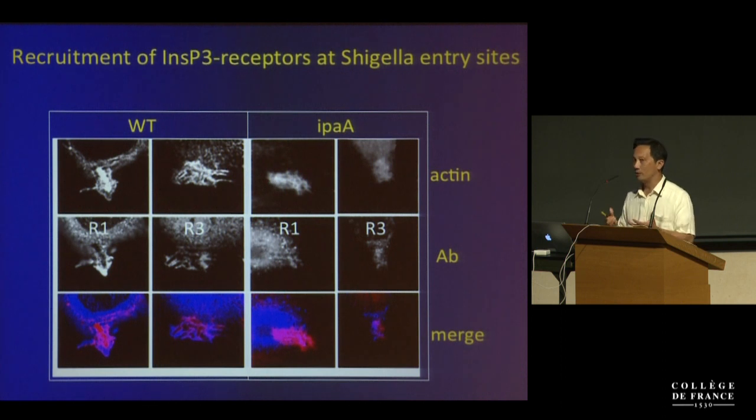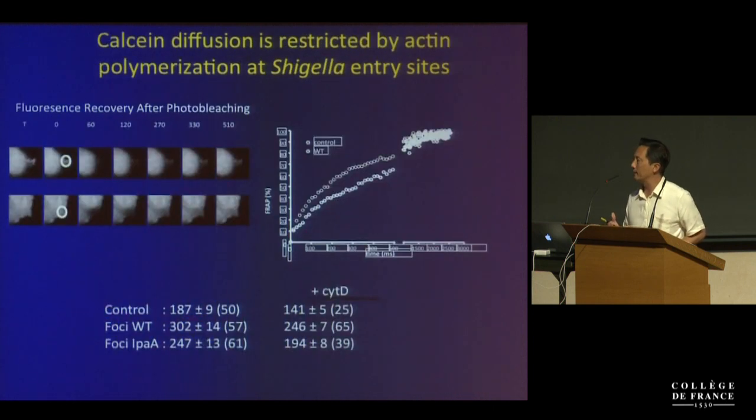But when we tried to model, in collaboration with people expert in calcium imaging and modeling, we could not explain those long-lasting responses only through the recruitment of IP3 receptors that increase IP3 levels. We thought that there were other parameters that could explain the local restriction of calcium signals, and to cut a long story short, we ran FRAP experiments, so fluorescence recovery after photobleaching experiments, to try to assess the level of diffusion at Shigella invasion sites and to see whether the restriction of diffusion could affect the confinement of those responses.